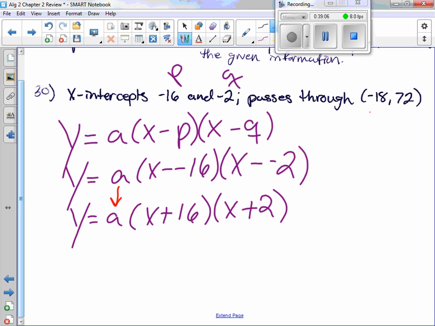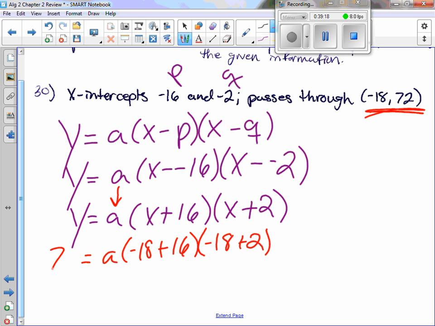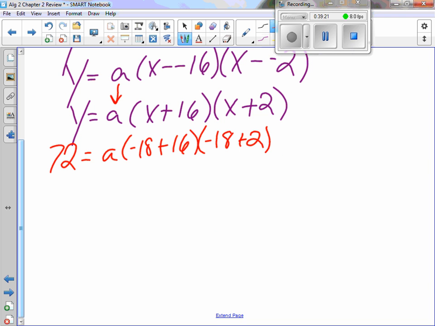So what we're going to use again is this point here. I'm going to plug negative 18 in for X, and the value of Y is 72. So I plug negative 18 in for X and 72 in for Y. Now what's nice about this one is all of this you can type straight into a calculator. You can do parentheses, negative 18 plus 16, close parentheses, open parentheses, negative 18 plus 2, close parentheses, hit enter, and it'll tell you exactly what it is. The calculator will calculate that entire thing.